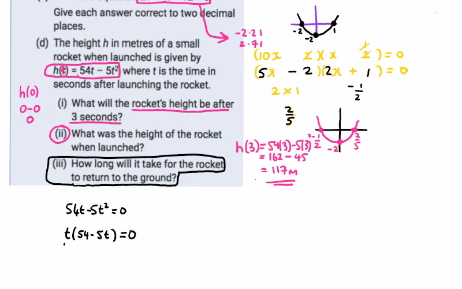And the same rules for solving this one as the previous one. So we're going to have time is equal to 0 or time is equal to, change the sign, plus this number over this number, 54 over 5. And just to see why it's the other way around, it's 54 minus 5t. The t is in the second position rather than the first. So we get 5t is equal to 54. So t is 54 over 5.